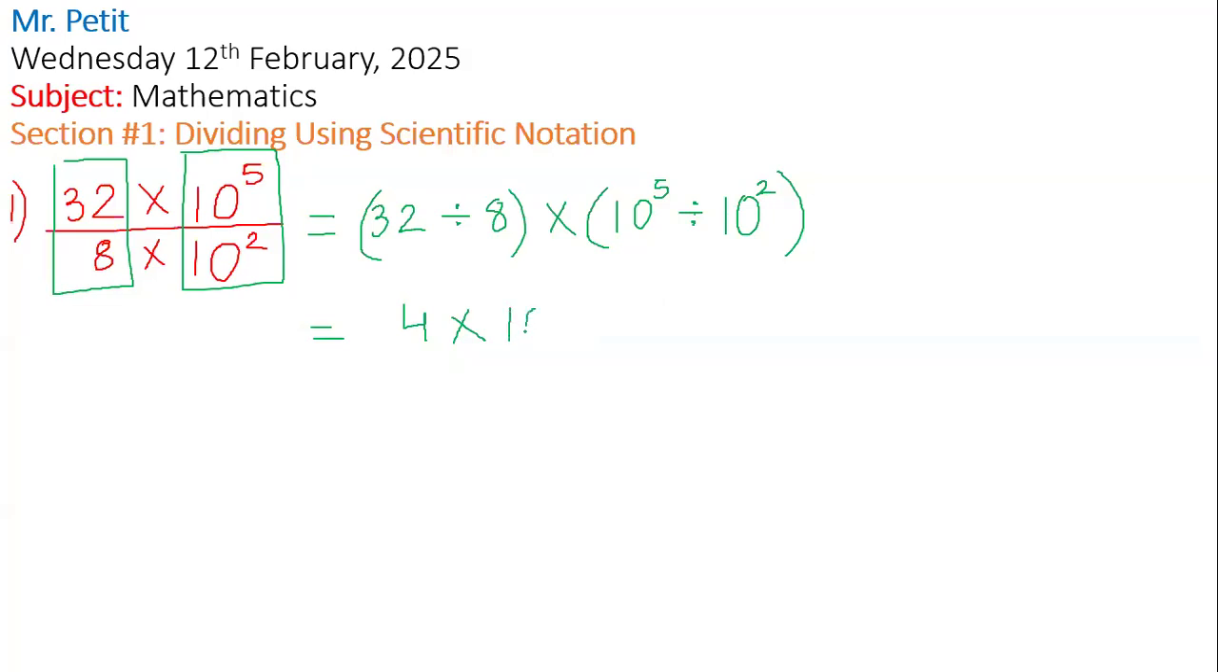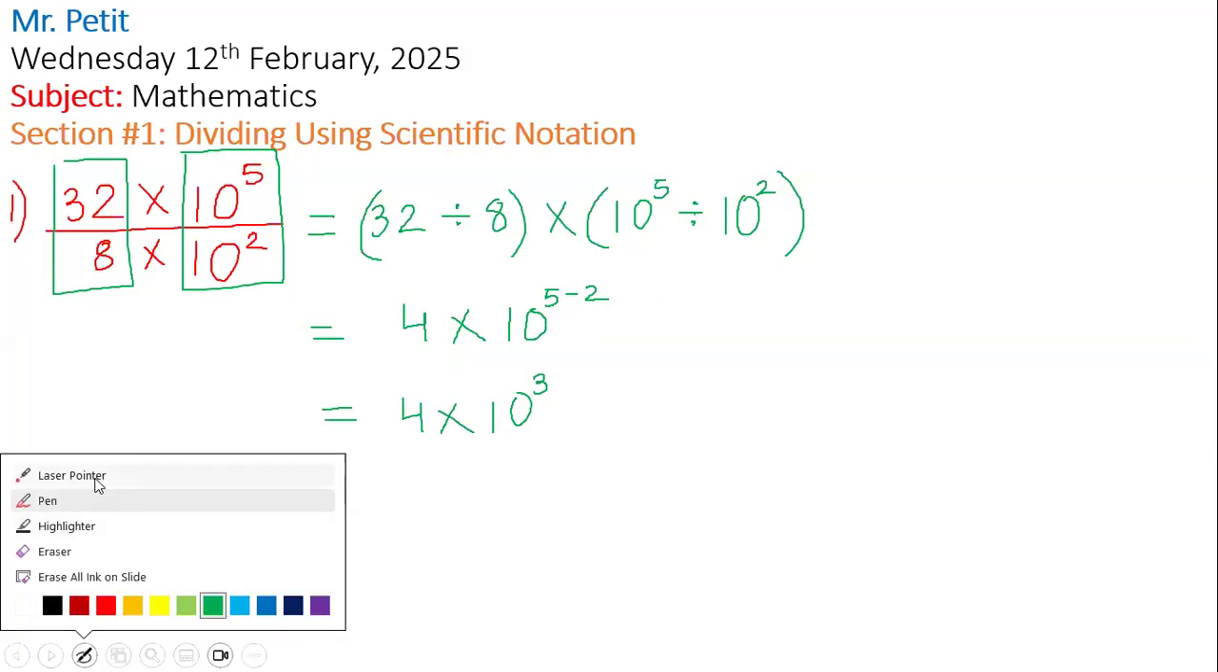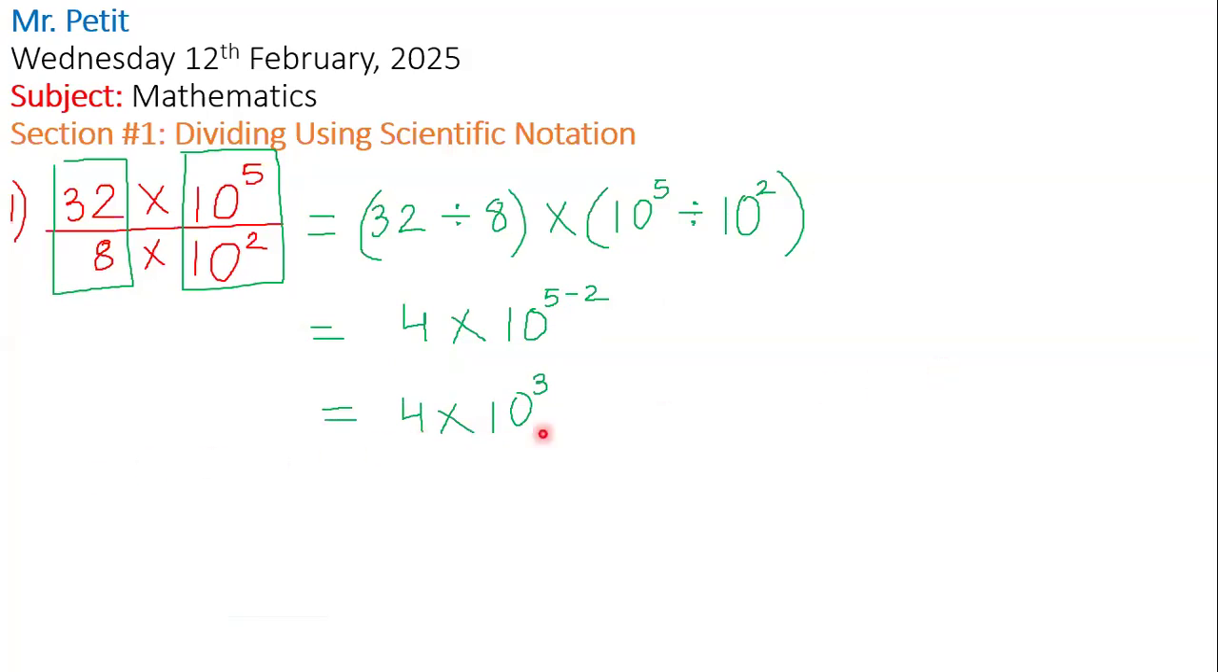10 to the power of what? 5 minus 2, because we subtract the powers, right? So it's going to be 4 multiplied by 10 to the power of 3. Is this in scientific notation or no? Yes, sir, because the 4 is a real number between 1 and 10, but it's not 10. Very good. It is definitely in scientific notation.